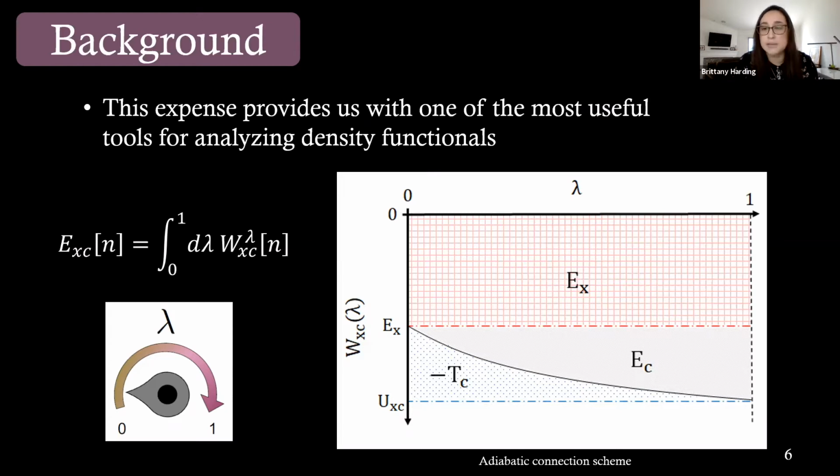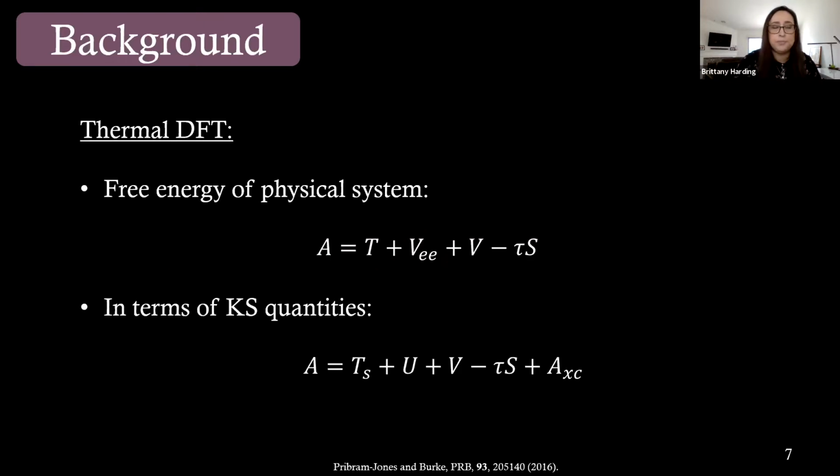This schematic shown on the right, which is what we would expect the ground state adiabatic connection to look like, conveniently shows us the components of the exchange correlation energy. We can also extract things like the kinetic correlation, which is the difference between the kinetic energy of the exact system and the kinetic energy of the Kohn-Sham system.